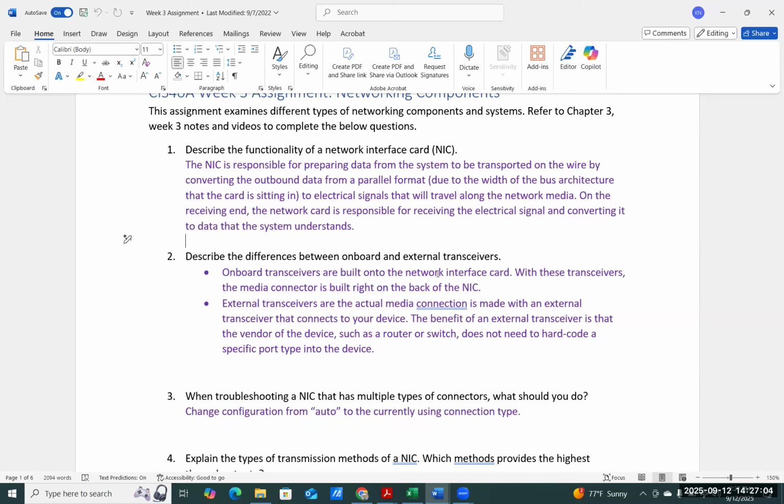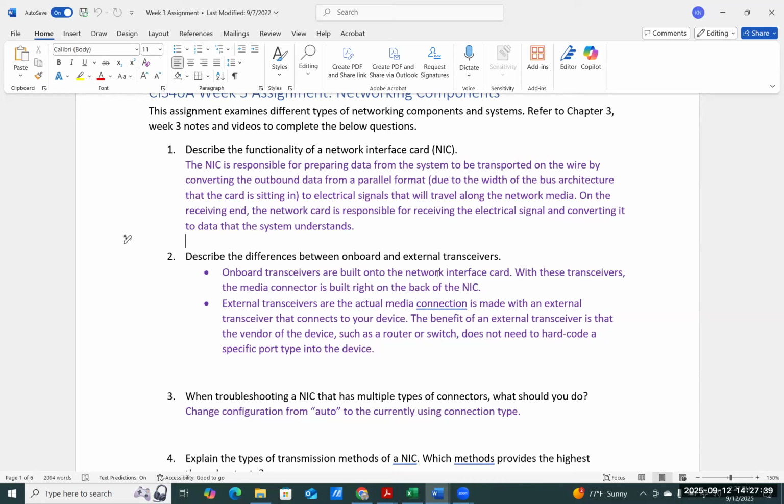Now, the external transceiver is an actual device that we would connect to the adapter. It is a connecting device that you buy as a separate component to be able to connect. The benefit of using that is that you're able to adapt it to a router or switch. So if I have a switch that doesn't have a transceiver, I can buy an external transceiver to be able to connect to it.